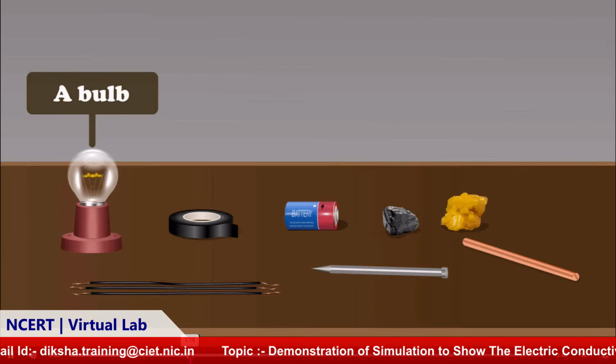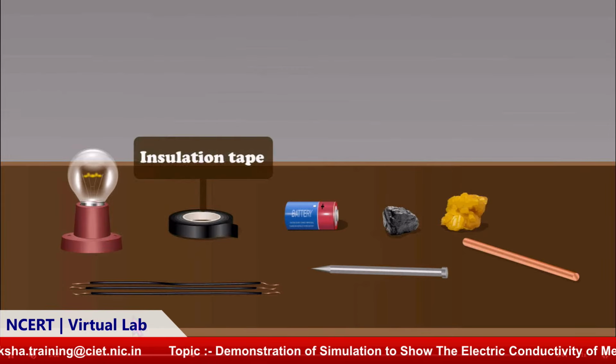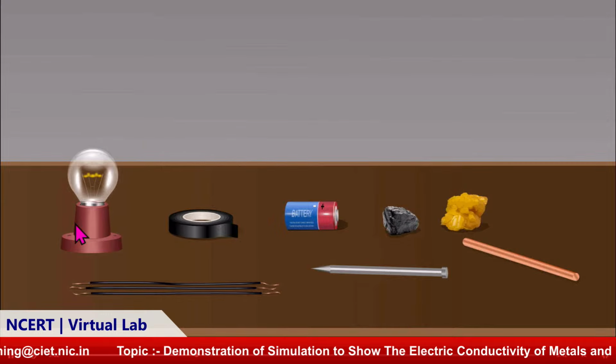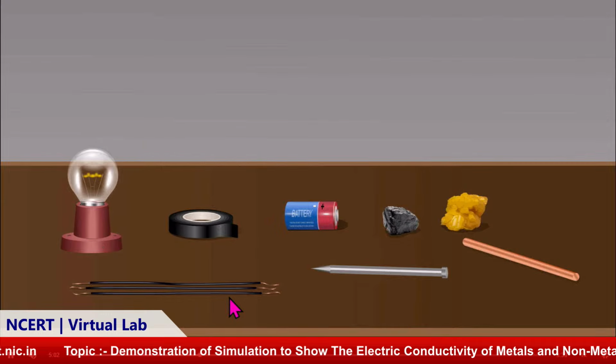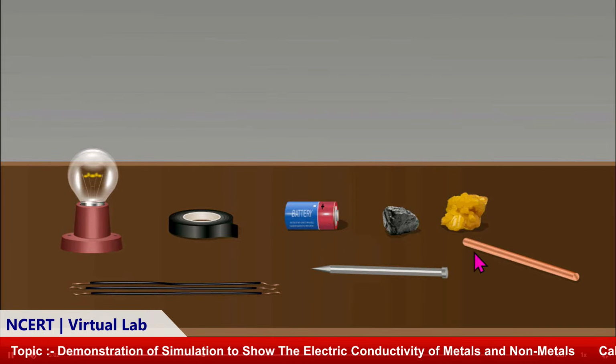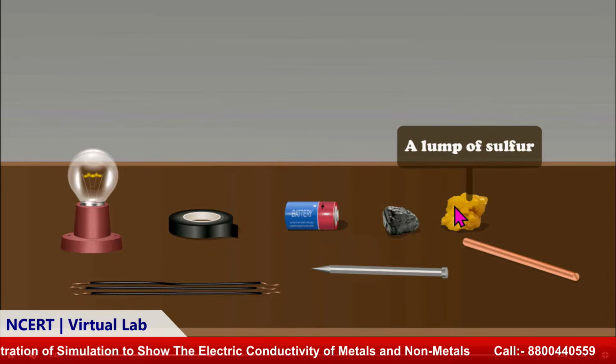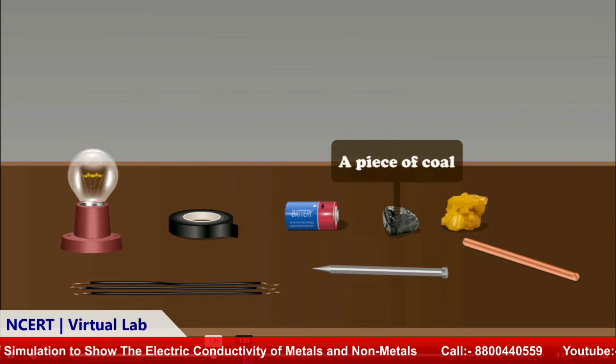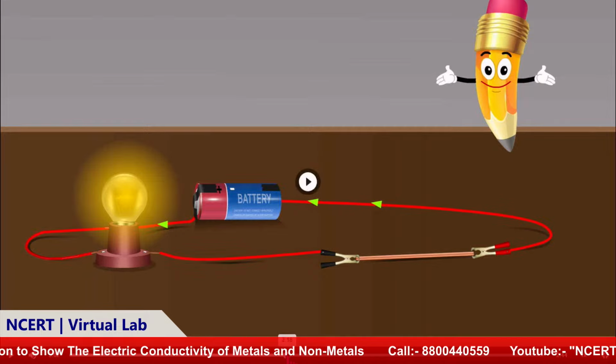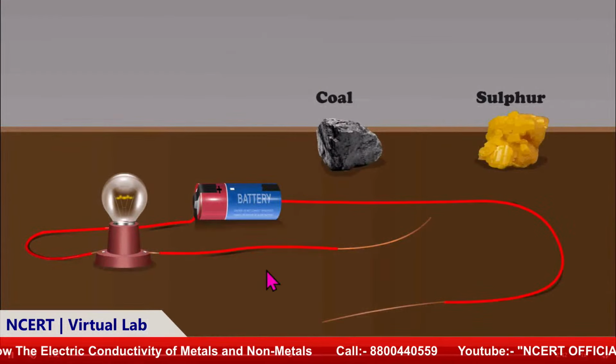Okay. Similarly, for the insulator experiment, these are the different materials required: one bulb, an insulating cap, connecting wires, a battery, a nail, a copper nail, and this zinc rod. This is a lump of sulfur, and this is coal. So, these are the different things that are there.